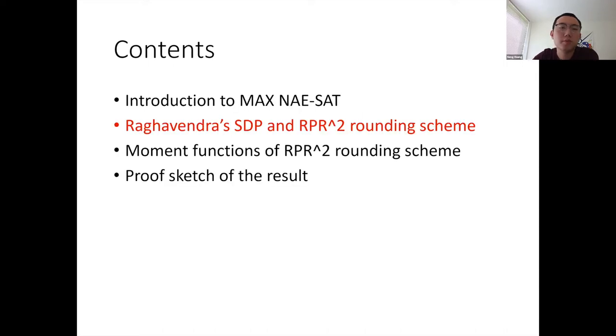In the rest of this talk, I will first introduce Raghavendra's SDP relaxation for constraint satisfaction problems and a generic family of rounding schemes called RPR squared rounding schemes. Then I'll discuss the notion of moment functions of RPR squared rounding schemes, which will be a key concept in our proof. And finally, I will briefly sketch the proof of our result.